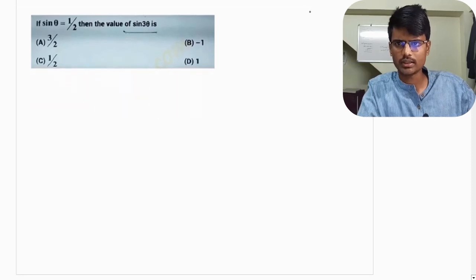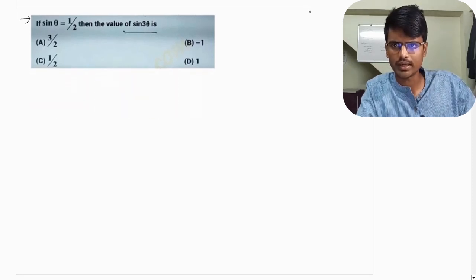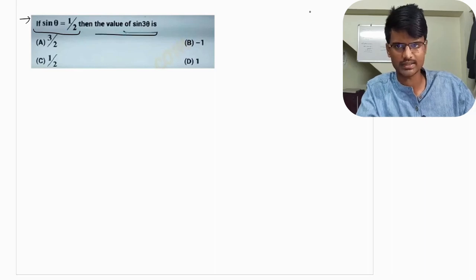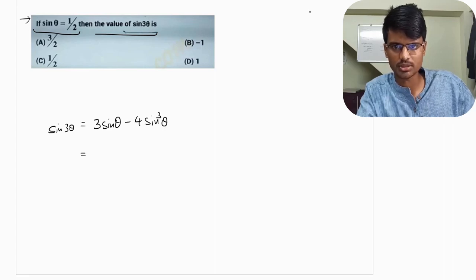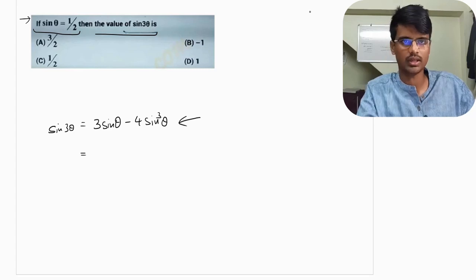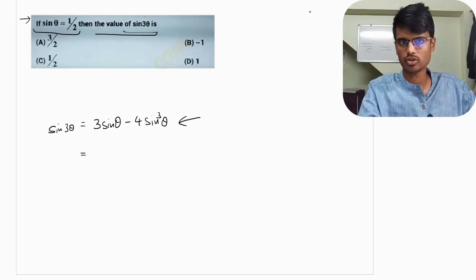Okay, another interesting question we have: if sine theta is equal to 1 by 2, then the value of sine 3 theta is. So this is a very direct question. You need to know what is sine 3 theta. I have discussed it in my videos. It's nothing but 3 sine theta minus 4 sine cube theta. So you just need to substitute the value here and find out the answer. I'm not going to solve this. So you guys try this and tell me in the comment section what was the answer.